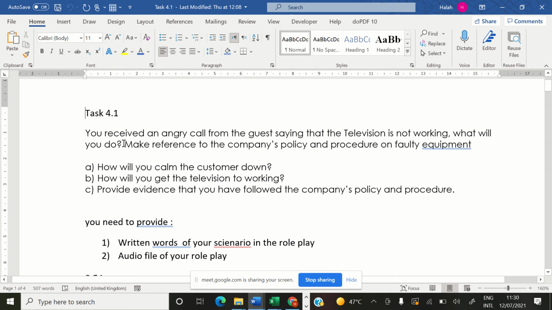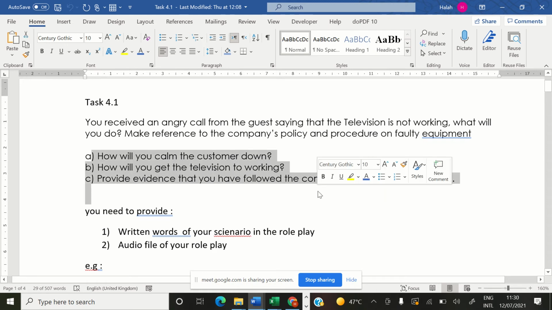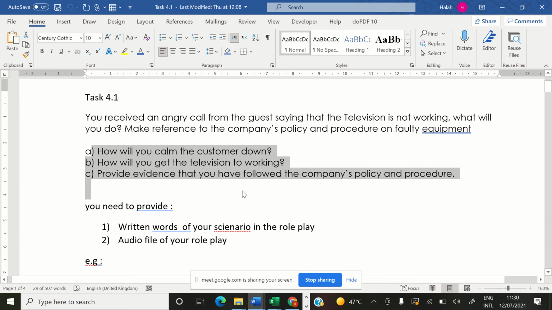You also need to write a report regarding the complaint, which is keeping a record. So keeping track. You have to make a reference to the company's policies and the procedure on faulty equipment. You need to focus on how you will calm the customer down, how you will get the television working, or provide evidence that you have followed the company's policies and the procedures.